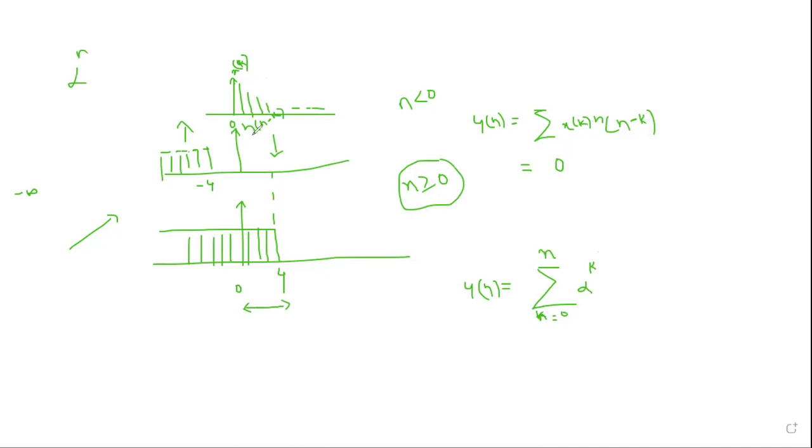What about h of n, by the way? Its value is whatever you take. Here the value is 1 only, the amplitude is 1 only. So my output is going to be, you remember this expression, summation from 0 to n of alpha to the power k, for magnitude alpha less than 1. It was 1 minus alpha to the power n plus 1 divided by 1 minus alpha. 1 minus or 1 plus?